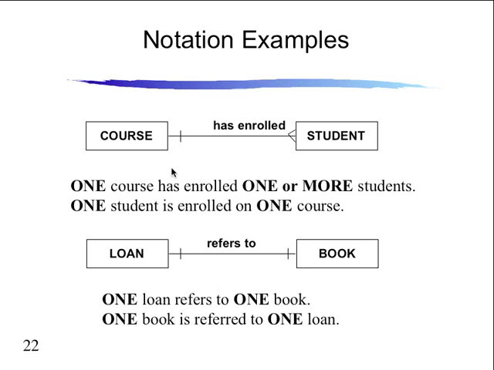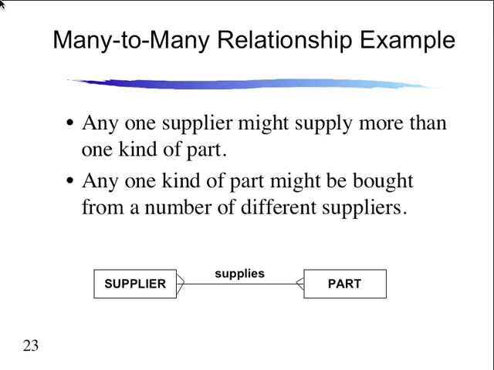We have a course has enrolled many students. One course has enrolled one or more students. One course is enrolled in one student is enrolled in one course. It would be a one-to-one. Or a loan. One loan refers to one book. One book is referred to as one loan. Loan to book, book to loan, one-to-one. Just more examples if you haven't seen enough.